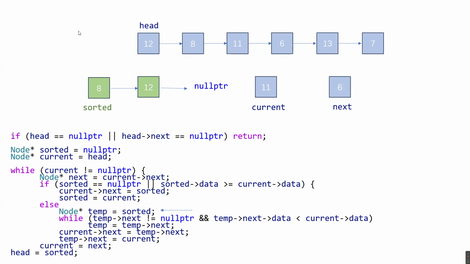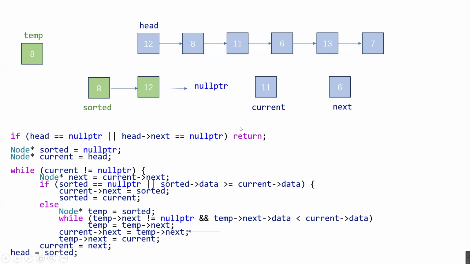And we need to create a temp to record all the elements of the sequence. So the temp is equal to the sorted, this one. The temp is a copy of the sorted, right? And also the temp's next is not a null pointer, but the temp's next data, this one, 12, is not less than the current data, right? So we will not trigger this condition. We'll just skip the while loop, go to this line.